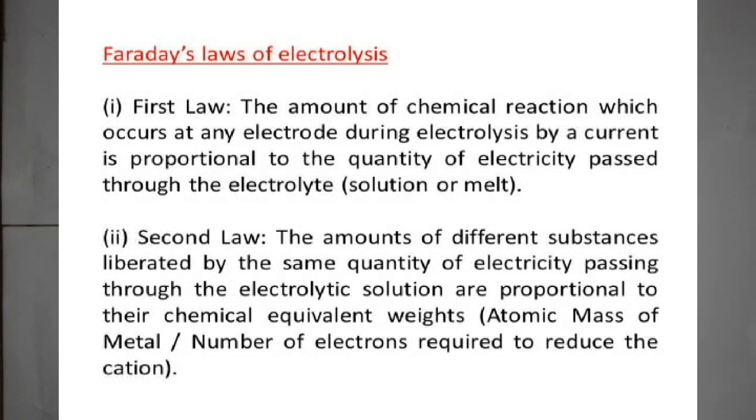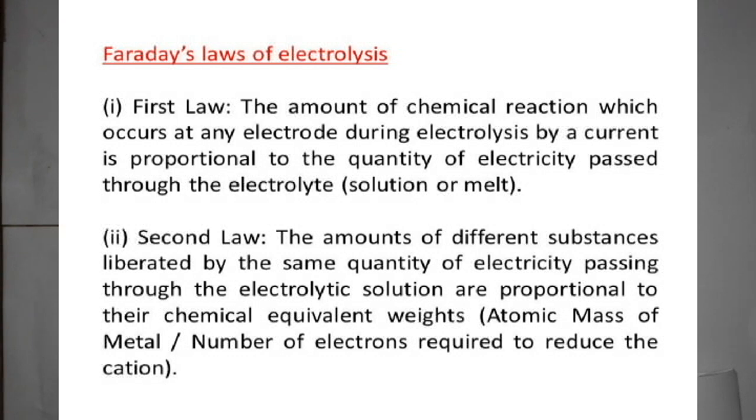The first law says the amount of chemical reaction which occurs at any electrode during electrolysis by a current is proportional to the quantity of electricity passed through the electrolyte solution or melt. And the second law says the amount of different substances liberated by the same quantity of electricity passing through the electrolytic solution is proportional to their chemically equivalent weight or atomic mass of the metal or number of electrons required. So this is the definition of the Faraday laws.